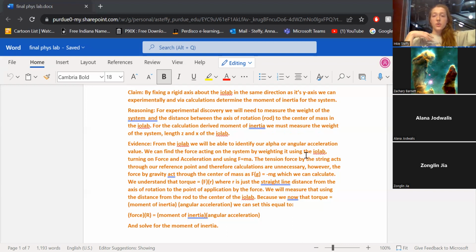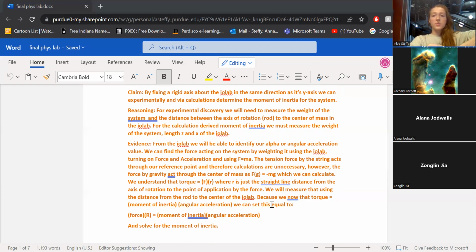We understand that torque is such, and that r is a straight line distance from the axis of rotation to the point of application of the force. We will measure that using the distance from the rod to the center of the IOLAB. This is just my choice, a personal assumption I'm going to make, that I can guess where the center of mass is on the IOLAB.